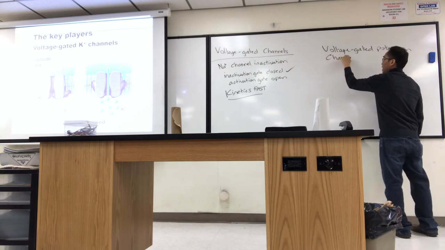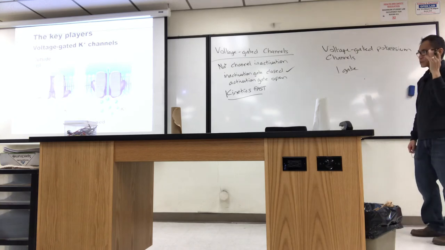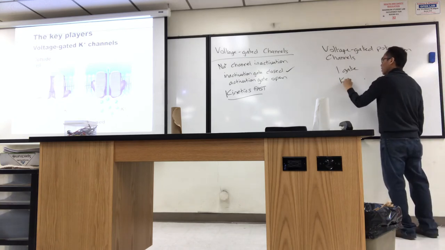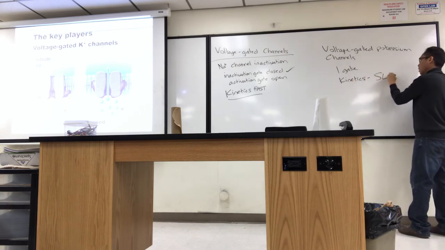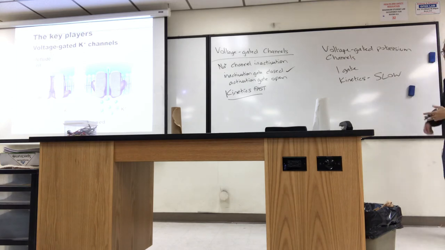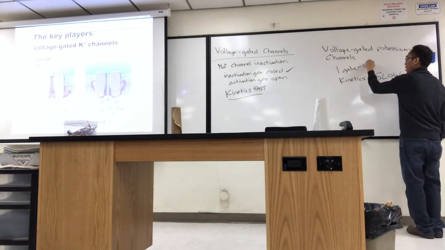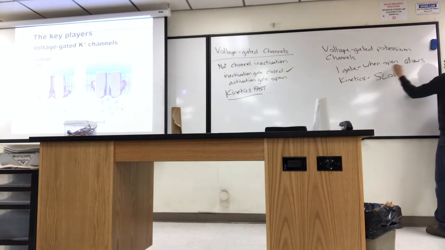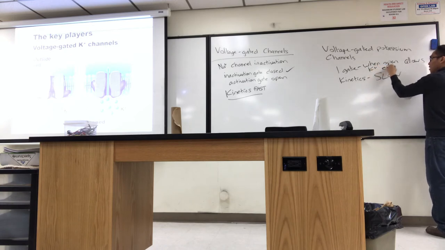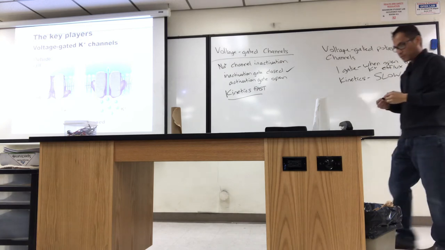So the voltage-gated potassium channels, one gate, it's either open or closed, slow kinetics. But when they do open, they allow potassium efflux. That one gate, when open, allows potassium efflux. And that will help the cell repolarize its membrane potential.